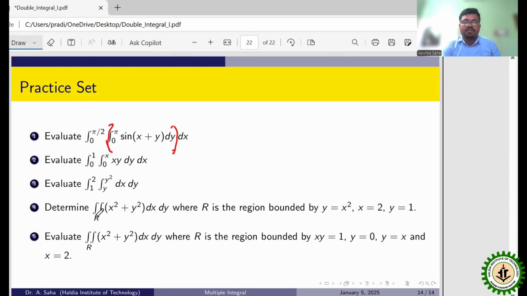Next, double integral over R of (x² + y²) dx dy, where R is the region bounded by y = x², x = 2, and y = 1. Next, last one, evaluate the double integral over R of (x² + y²) dx dy, where R is the region bounded by xy = 1, y = 0, y = x, and x = 2.